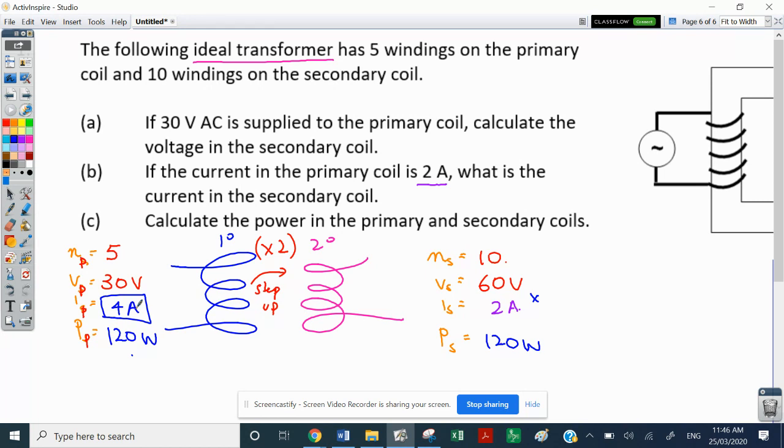Stop the video now and attempt questions 2, 3, and 4 on the sheet, please. I'll catch you in the next video for question 5.